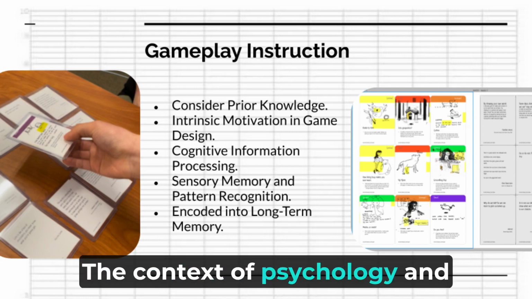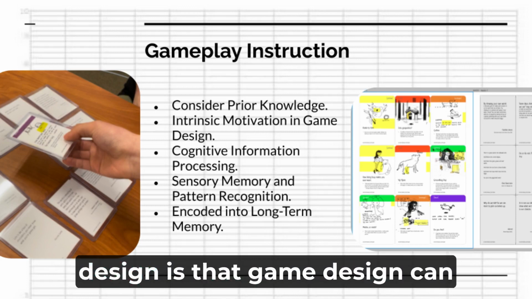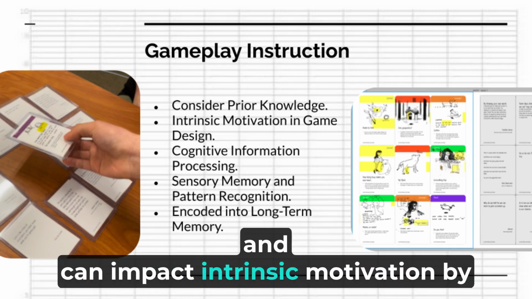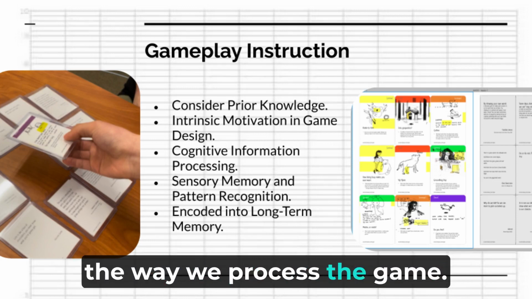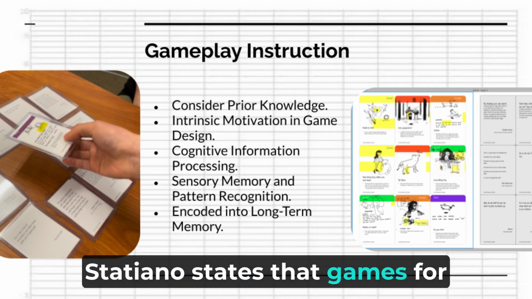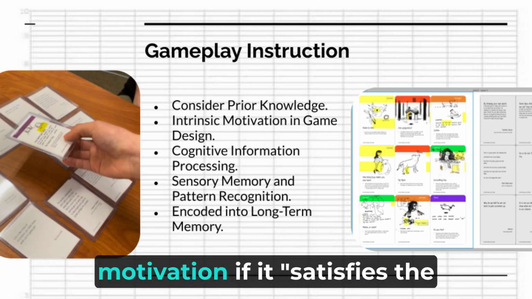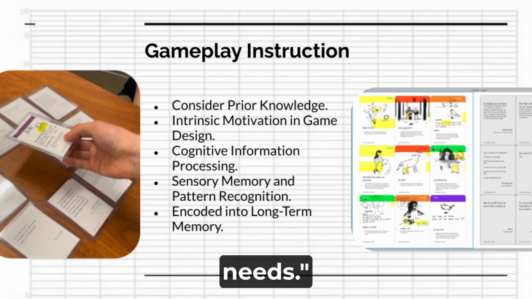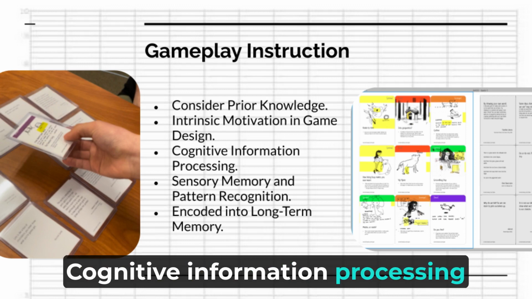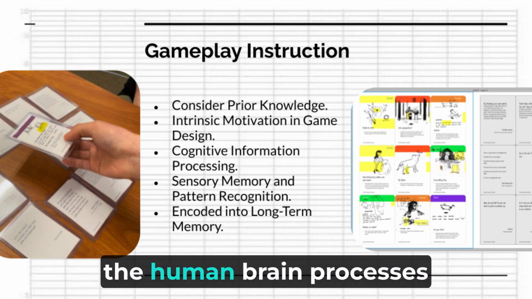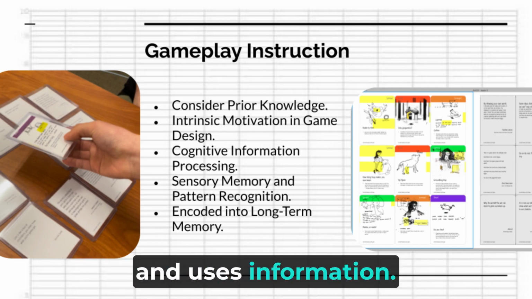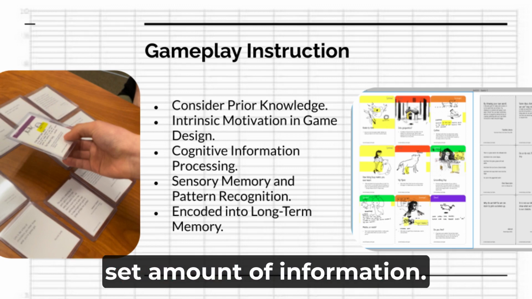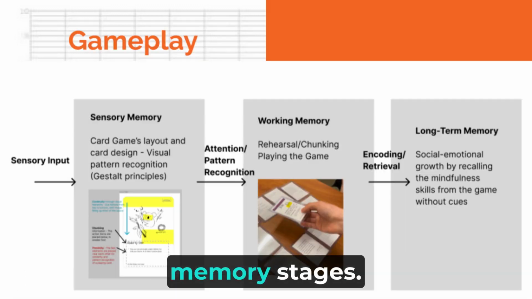The context of psychology and cognitivist theories within game design is that game design can be used as an educational tool and can impact intrinsic motivation by the way we process the game. Statiano states that games, for health designers, provide motivation if it satisfies the player's basic psychological needs. Cognitive information processing is analogous to a computer where the human brain processes and uses information. Attention is therefore important because we can only process a set amount of information. This game considers memory stages.